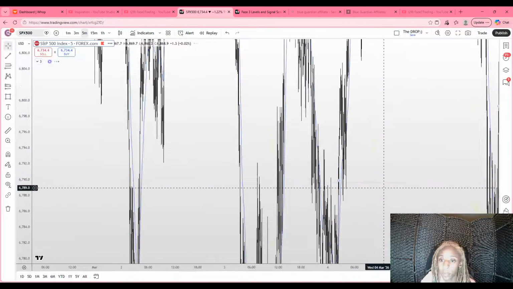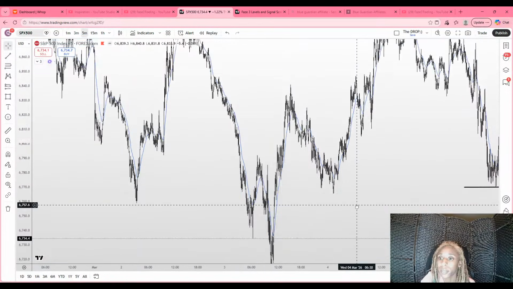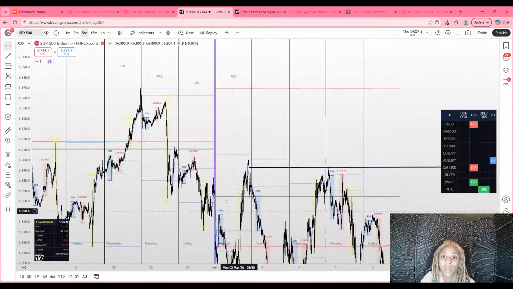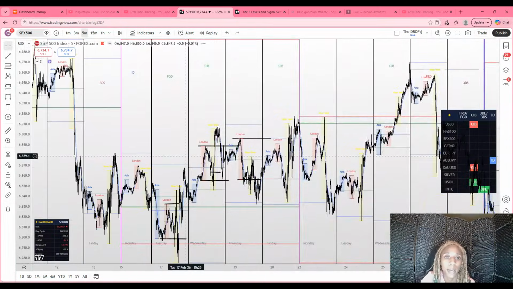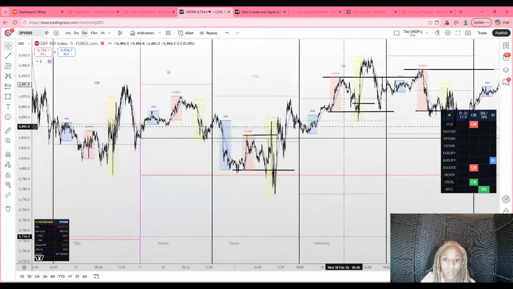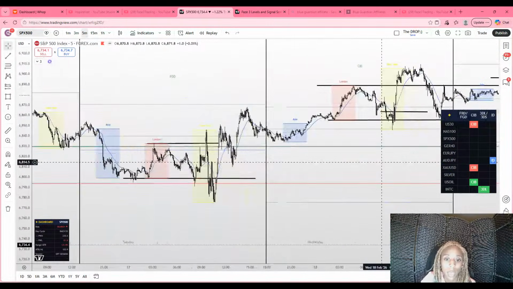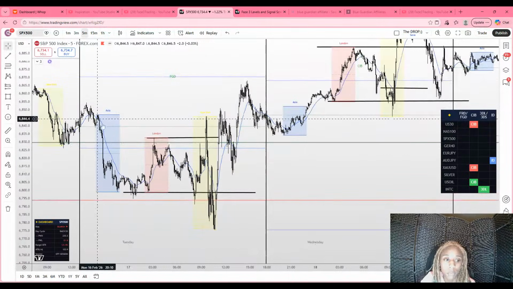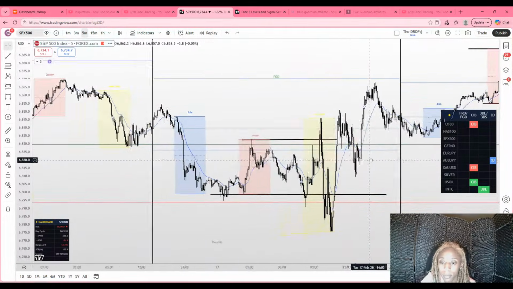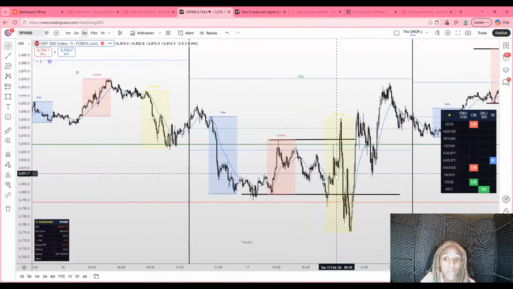Let's go to SPX. Let's see what we got there. Okay, let's scroll back a little bit. Here we are. We have one. This is the same trade. And you know what the beautiful thing is about indexes? They all kind of do the same thing.